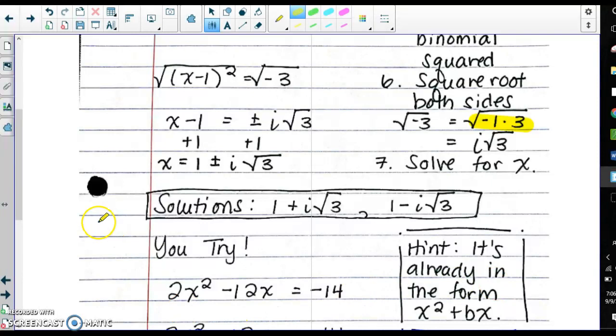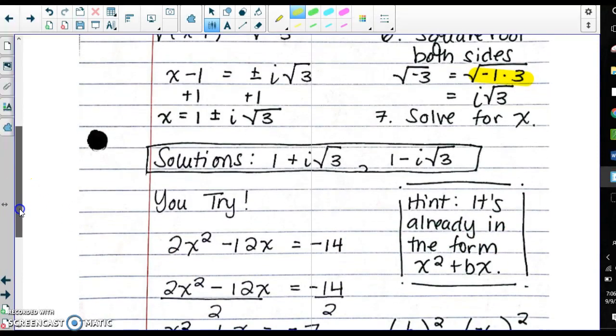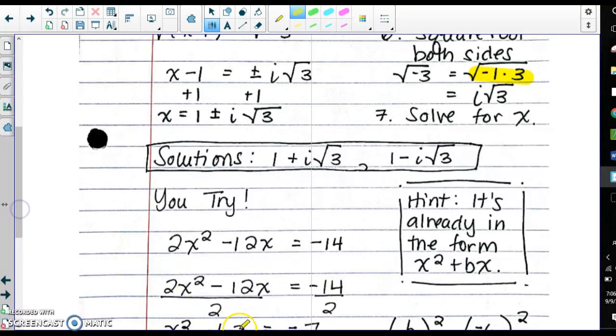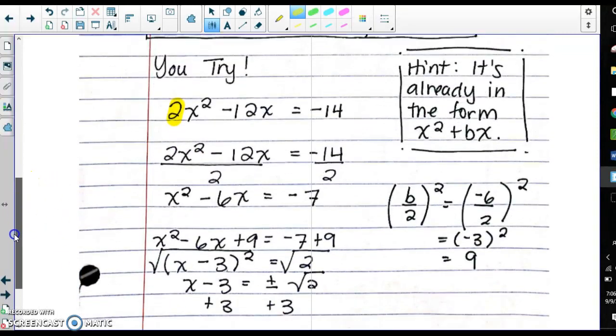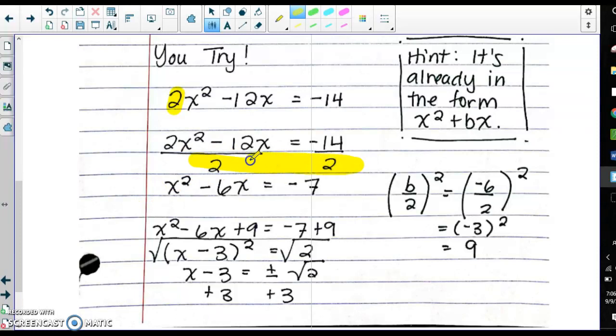Okay, so since it's already in the form x squared plus bx, we're going to go back to the first step, which is looking to see if it has a leading coefficient, whether that number is 1 or 2 in this case, or 3 or whatever. So our leading coefficient is 2. Okay, so that means we have to divide by our leading coefficient first. So we're going to divide everything by 2. Okay, so 2 divided by 2 is 1, negative 12 divided by 2 is negative 6, and negative 14 divided by 2 is negative 7.